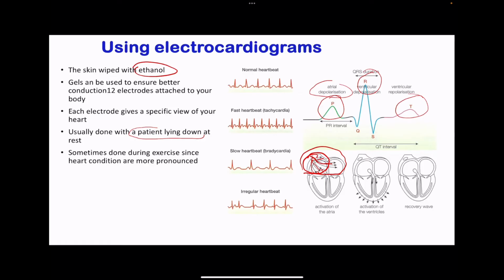The QRS complex signifies ventricular depolarization, triggering the contraction of the ventricles. So we can see spreading through the ventricles and causing the ventricles to contract. And then the T wave reflects ventricular repolarization. This is the recovery phase when the ventricles prepare for the next contraction.